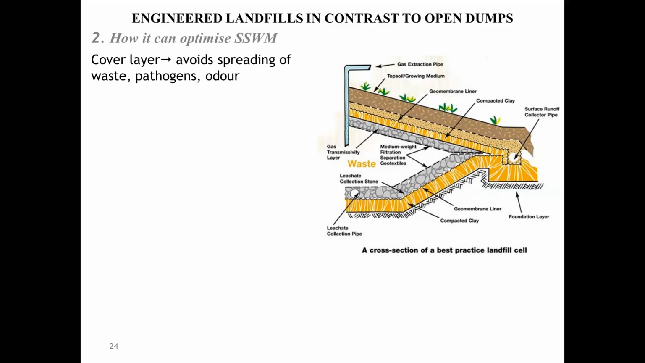So when we take open dumping with respect to an engineered landfill, the basic separation is that we are going to be covering the waste in layers, so as to avoid the spreading of waste pathogens as well as the odor, right? See, this is what we do in an engineered landfill. In open dumping, we don't do all these things because we are least bothered how much waste is coming, or what its qualities are. Simply we are going to be dumping.